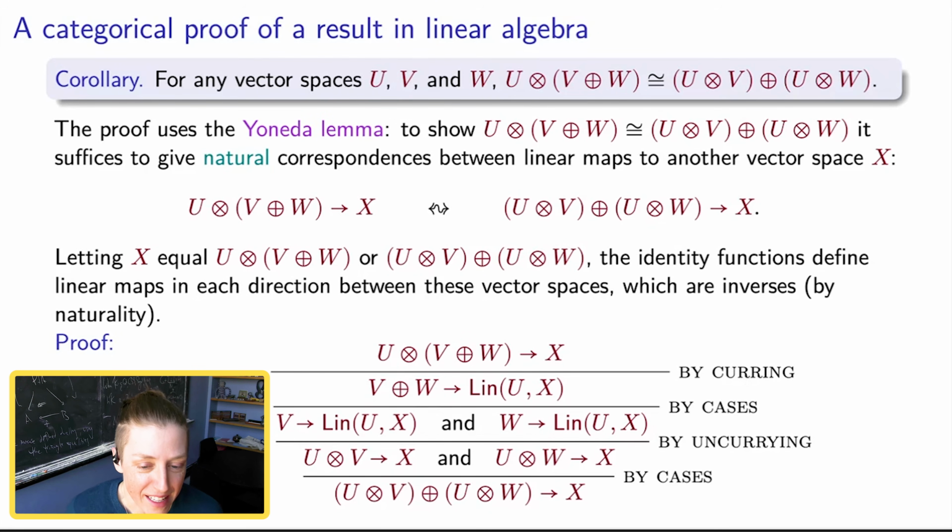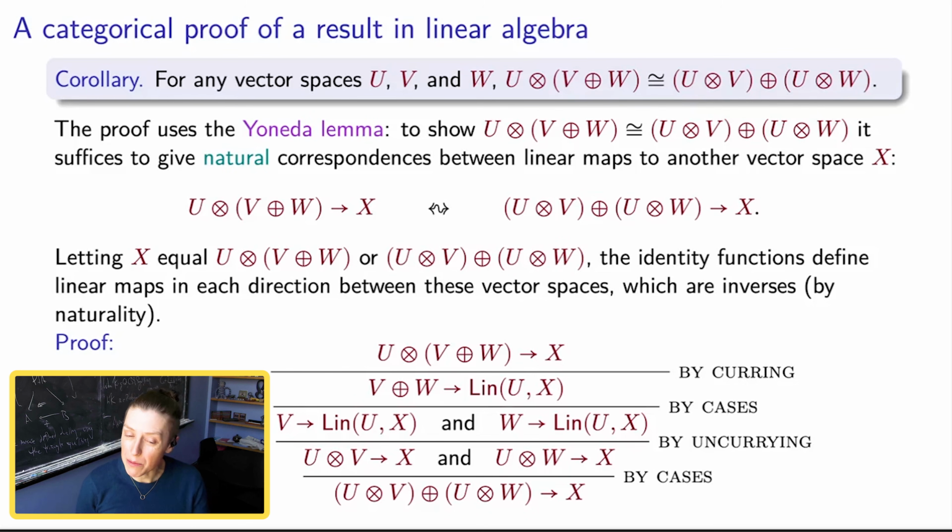That says that this is the same as having a linear map from the direct sum, V direct sum W, to the vector space of linear maps from U to X. So there's a construction called the vector space of linear maps. If I map out of a tensor product, it's the same as mapping into the vector space of linear maps. But now I have a linear map out of a direct sum, V direct sum W.